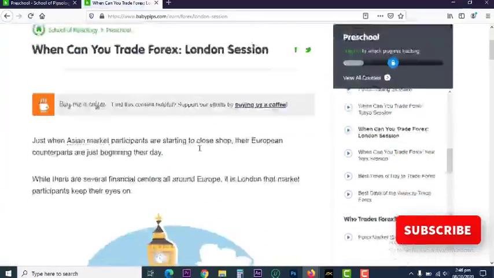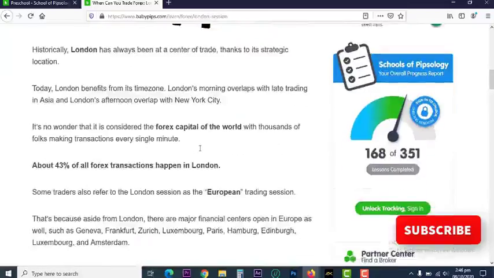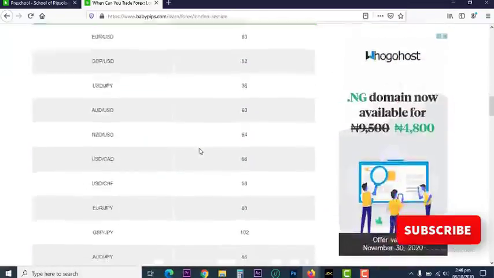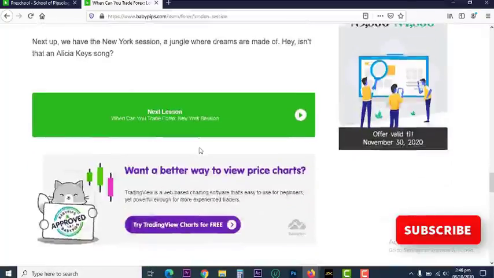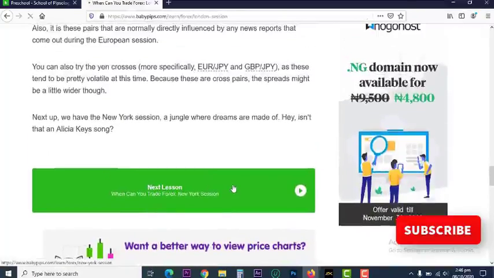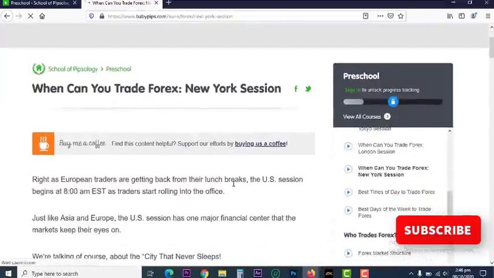Let's move to this. When can you trade the London session? Trade the London session when you're awake, right? Know when the London session opens. Know when to take your trade and all that. We talked about knowing which pairs to trade in the London session.